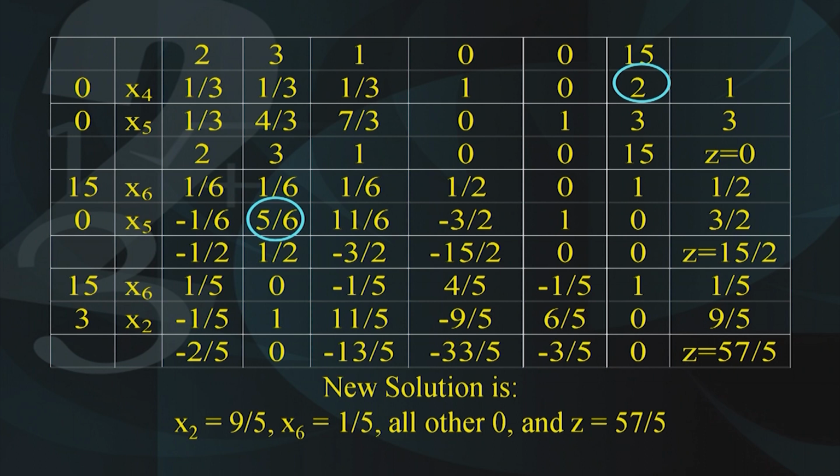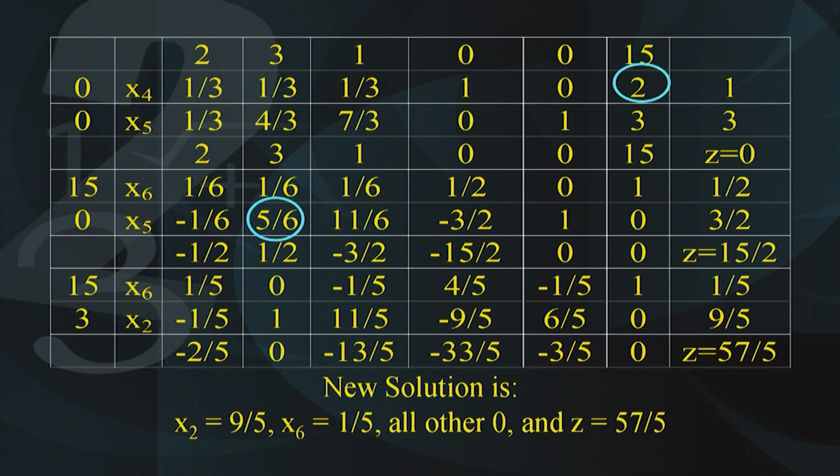In the first column we have 15, 3, second column we have the basis as x6 and x2, then we have 1 by 5 and minus 1 by 5, 0 and 1, minus 1 and 5, 11 by 5, 4 by 5, minus 9 by 5, minus 1 by 5, 6 by 5, 1, 0, 1 by 5, 9 by 5, and similarly the deviation entries minus 2 by 5, 0, minus 13 by 5, minus 33 by 5, minus 3 by 5, 0, and the value of the objective function as 57 by 5.